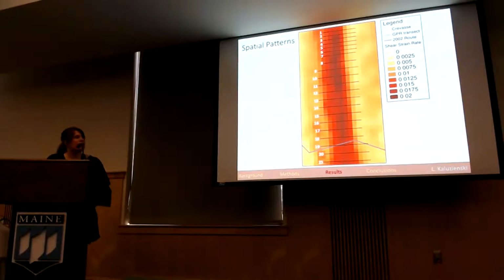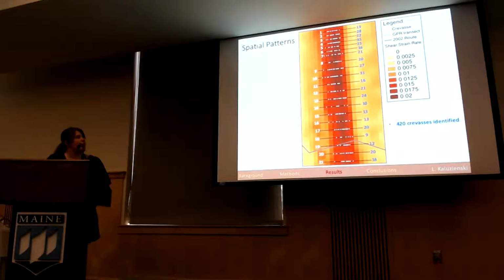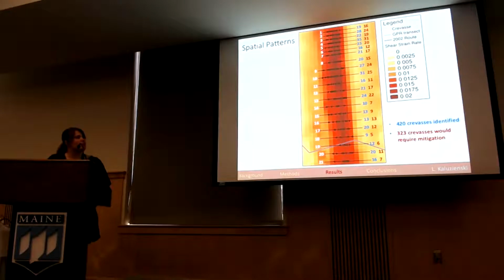Visually, or qualitatively, if we're looking for an ideal place to place the new route, we would look for a minimum in shear strain rate, perhaps in this area, or near where the route was initialized in 2002. Across the different transects, we delineated 420 crevasses, and 323 of those crevasses, based on their size, would require mitigation. Those places that I just pointed out actually match with the minimum number of crevasses.